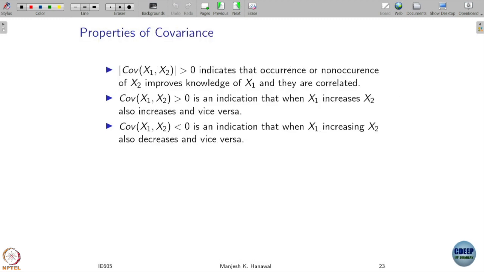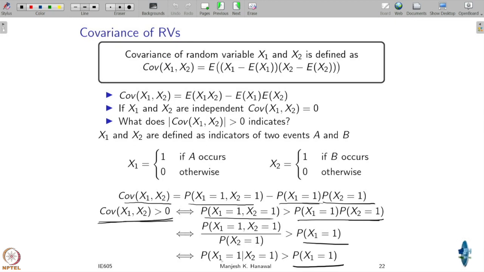So what it is going to indicate is that if the covariance is positive, and positive means strictly positive, it indicates that the occurrence or non-occurrence of one random variable provides some knowledge about the other. So there is some dependency. If this value had been 0, then we know by definition that the unconditional probability is equal to the conditional probability if they are independent. That is when this is equal to 0. But now that we are assuming this is greater than 0, that means x2 equals 1 implies that x1 equals 1 has a higher probability now.